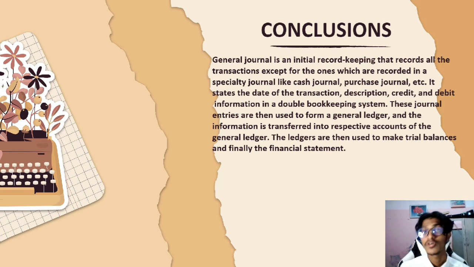Lastly, in conclusion, the general journal is an initial record keeping that records all the transactions except for the ones recorded in a specialty journal like the cash journal, purchase journal, and so on. It states the date of transaction, description, credit, and debit information in the double bookkeeping system. These journal entries are then used to form a general ledger, and the information is transferred into the respective accounts of the general ledger. The ledgers are then used to make the trial balance and finally the financial statements.